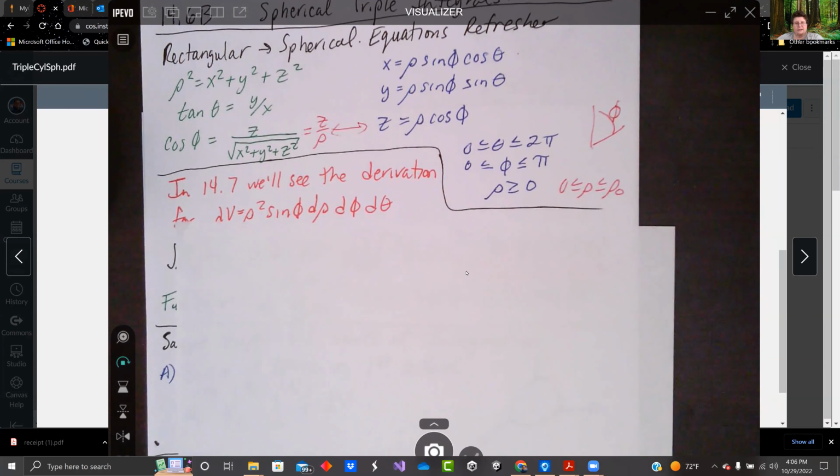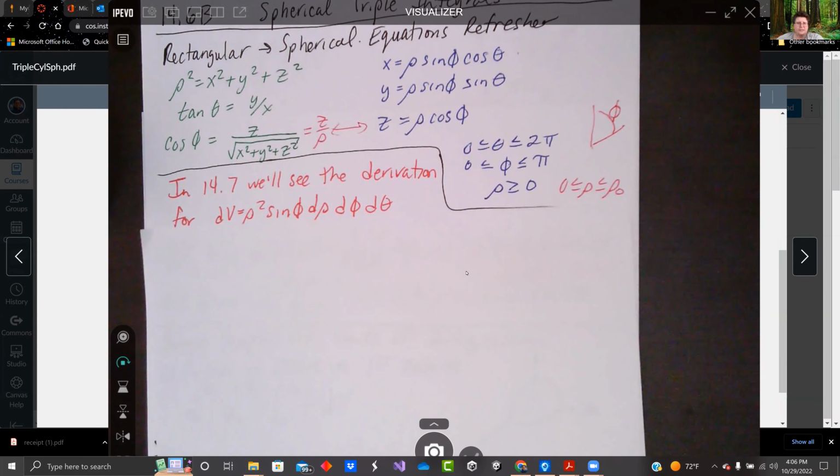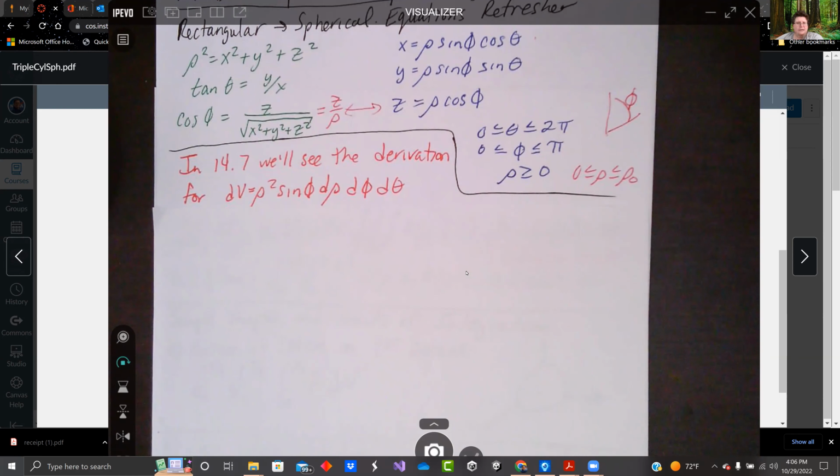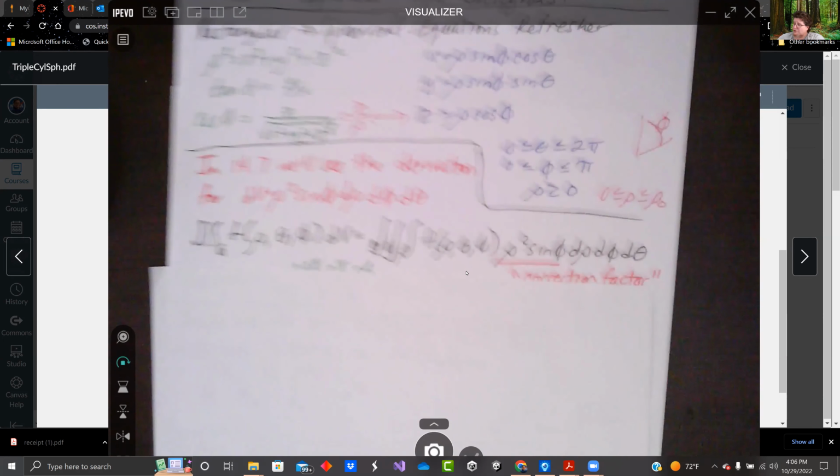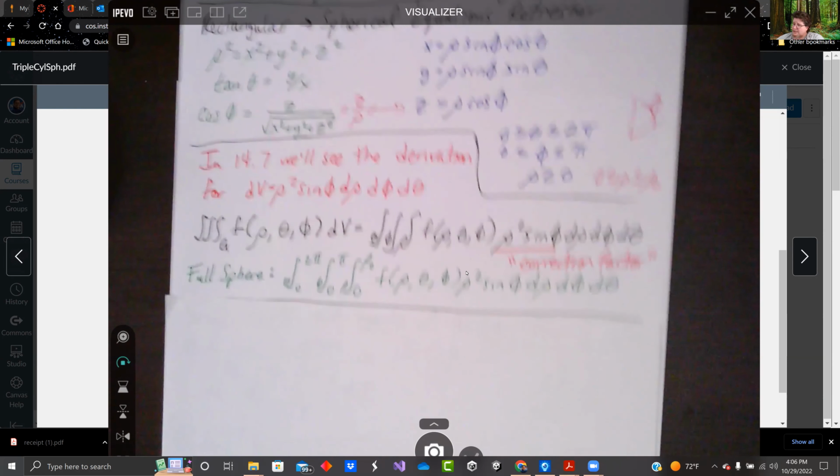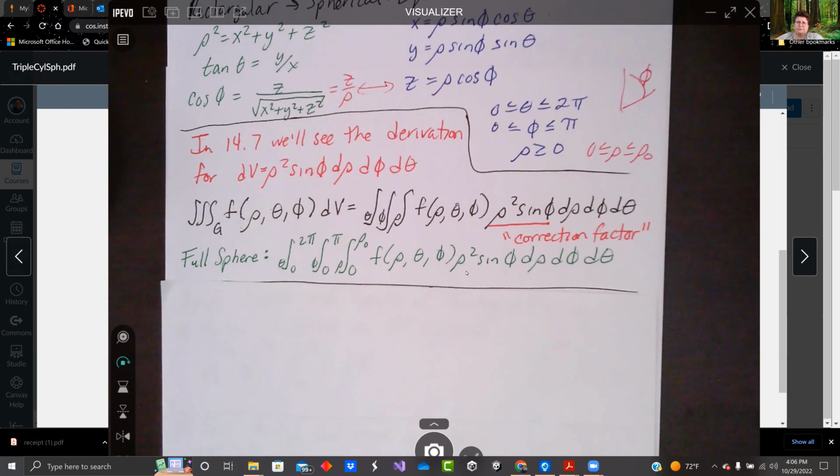In 14.7, we study the Jacobian. We'll see the derivation in a simpler form for dV. In spherical, it's rho squared sine phi times d rho d phi d theta. Rho squared sine phi is called the correction factor, just as r is called the correction factor for cylindrical. So our triple integral for f of rho, theta, and phi dV, we can write it with rho squared sine phi d rho d phi d theta.